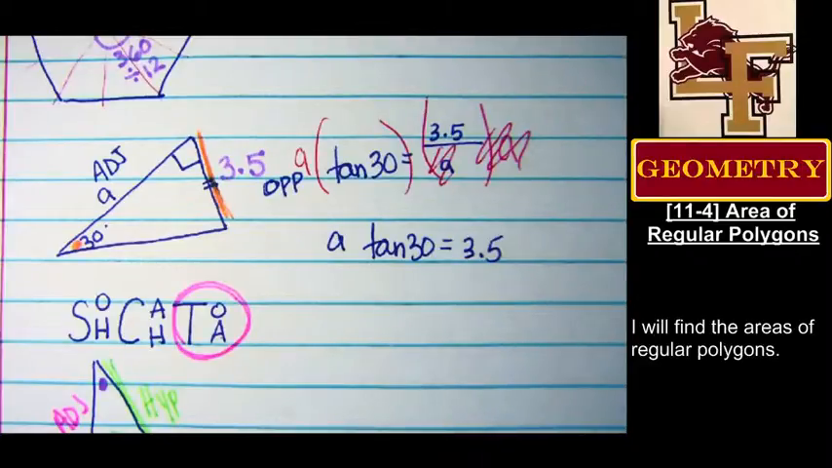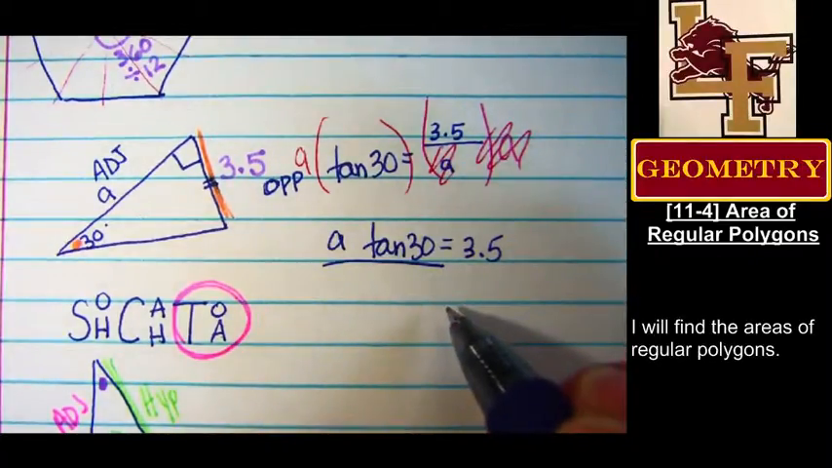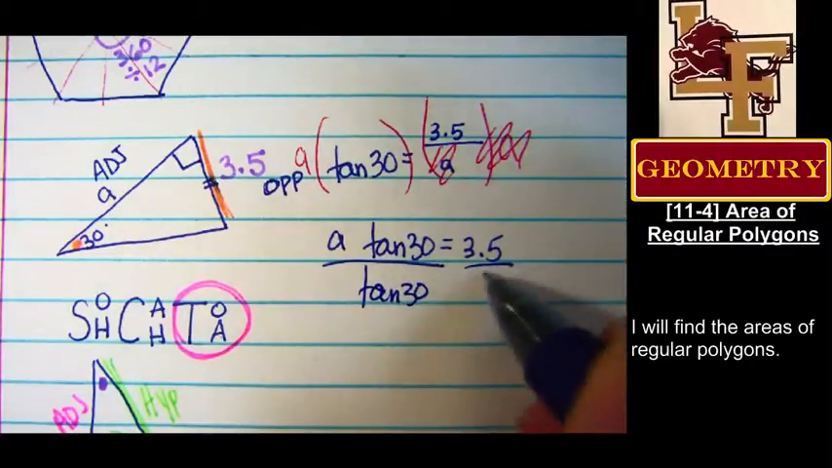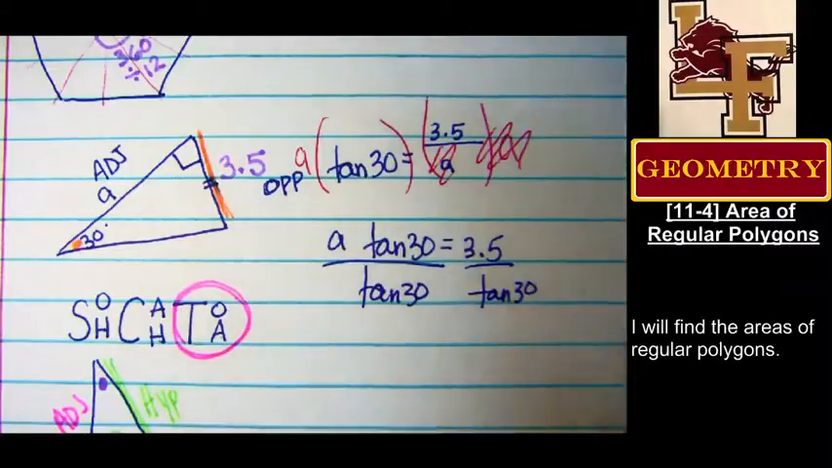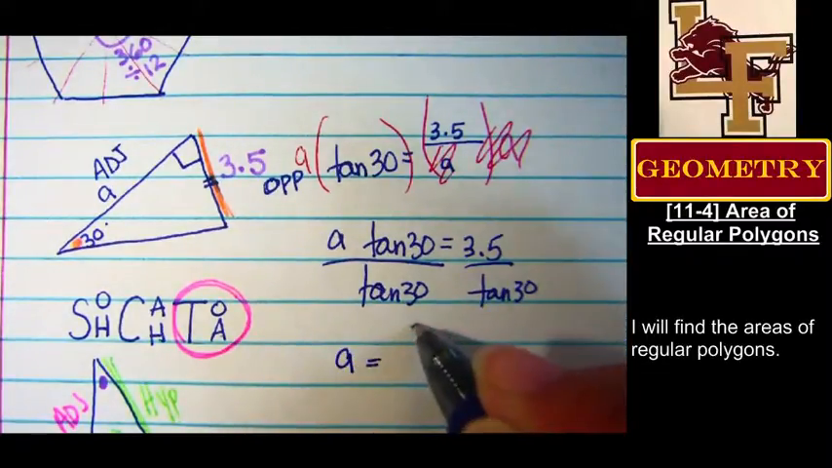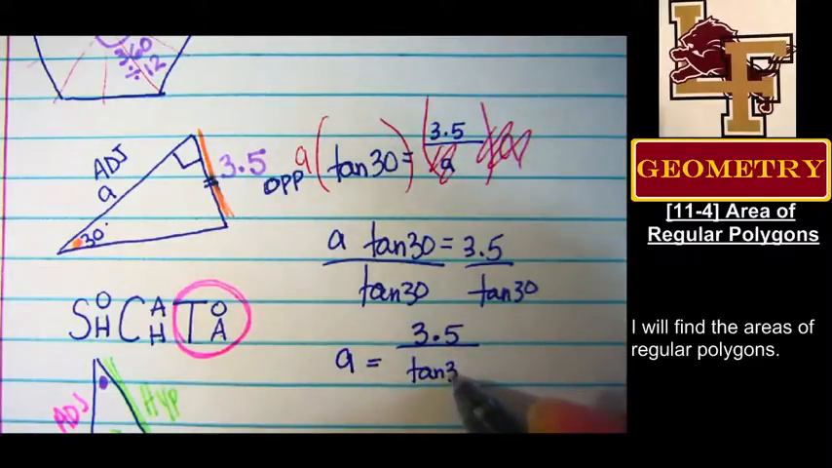Well, how do you undo multiplication? Division. What am I trying to get rid of? The tangent 30, so I'm going to divide by tangent 30. I know it sounds like I'm saying two different things, right? Like tangent and then 30. But all together, they're one number. I don't know what it is, but it's a number. All right, the measure of the apothem is whatever I get when I go into my calculator and I do 3.5 divided by the tangent of 30.